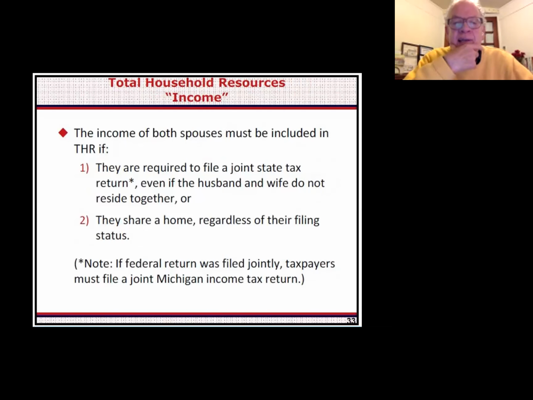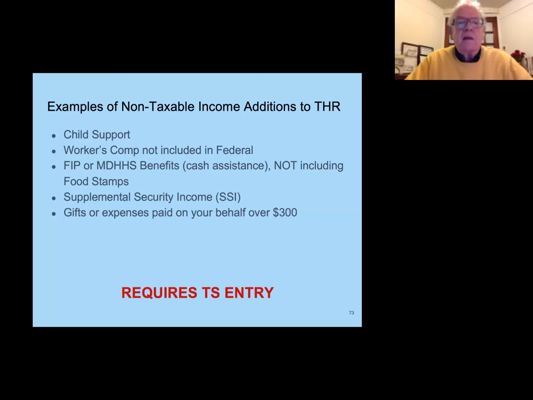So even if they don't reside together, you count both of their income. But child support is not taxed, but it would go into total household resources. Any workers' compensation not included on the federal side would go in. FIP or MDHHS benefits would go in, but food stamps do not go in. Supplemental security income goes in, and gifts or expenses paid on your behalf over $300.